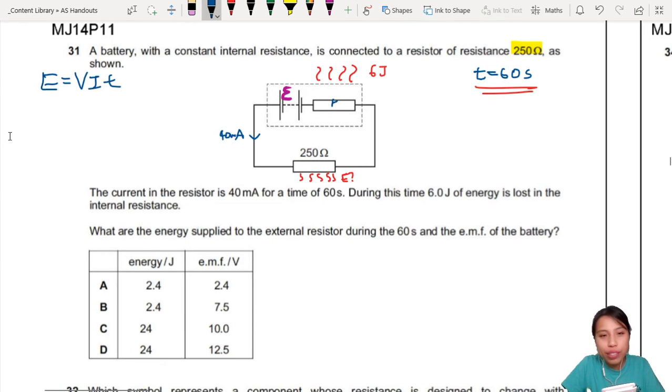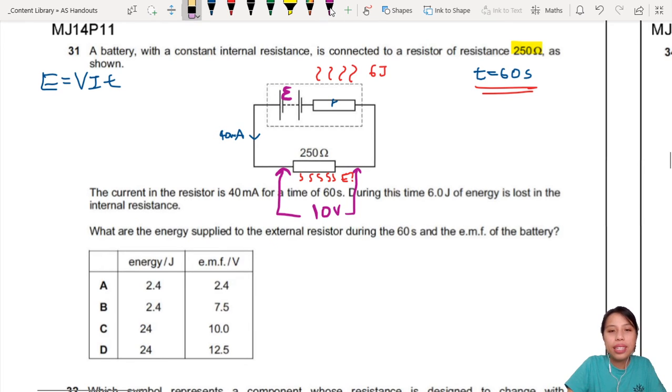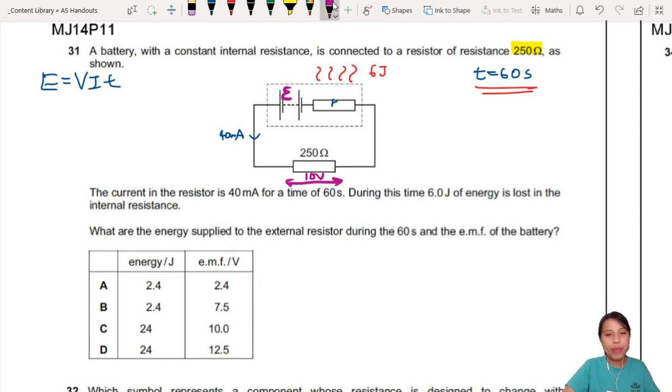Let's find V. V equals to I times R. So 40 mA times 250 gives 10 volts. That means the potential drop across this resistor is 10 volts. Actually, another better way to write it is here to here, 10 volt. Then you can find the energy, you've got V already, no?